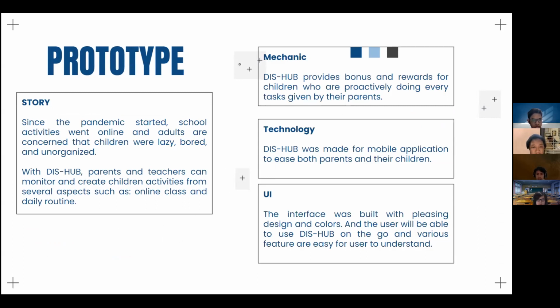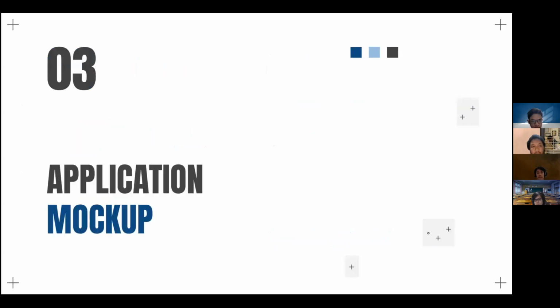For the mechanical aspect of the prototype, DisHub provides bonuses and rewards for children who are proactively doing every task given by their parents. And for technology in the prototype, DisHub was made as a mobile application to ease both parents and their children. In the UI, the interface was built with pleasing design and colors, and the user will be able to use DisHub on the go, and various features are easy for a user to understand, for both parents and children.